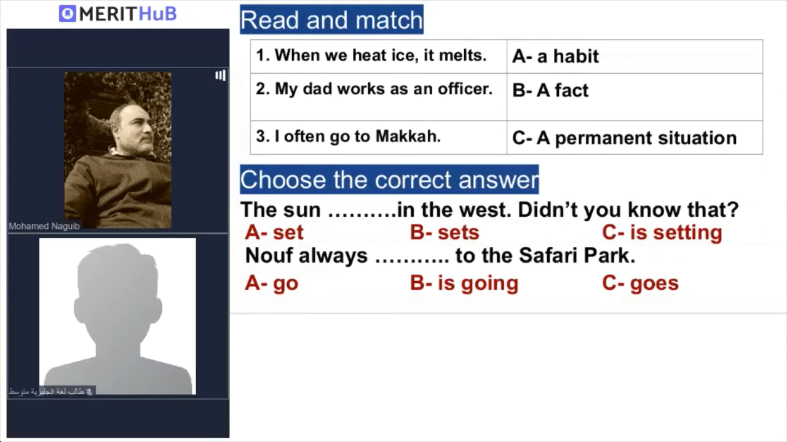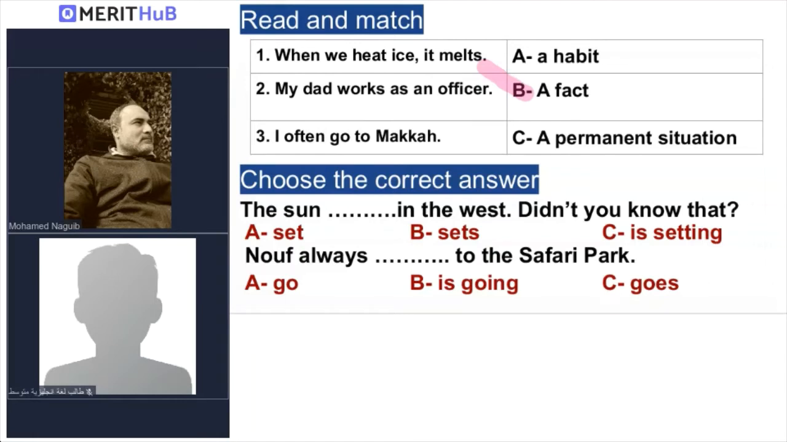To answer this question, you need to read the table carefully before you start your answer. Number two, my dad works as an officer. Number three, I often go to Mecca to perform Umrah. On the right hand, we have a habit, a scientific fact, and a permanent situation. So number one, what do you think here? That's right. Number one is a fact. That's perfect.